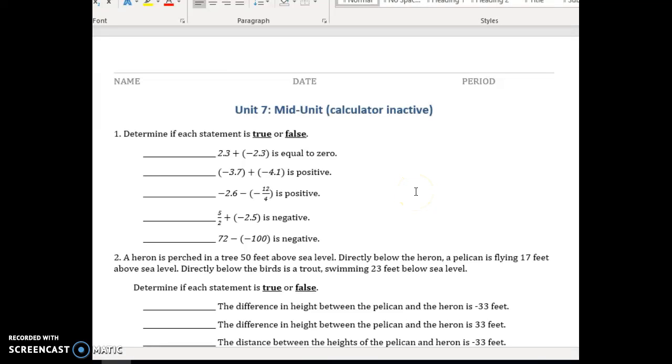Unit 7, Mid-Unit Major, Calculator inactive. Question 1. Determine if each statement is true or false.